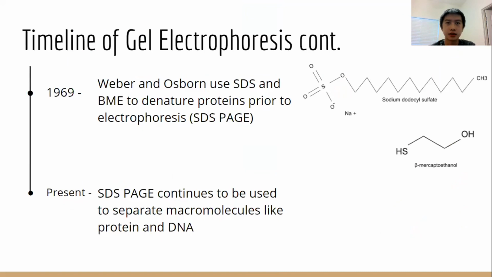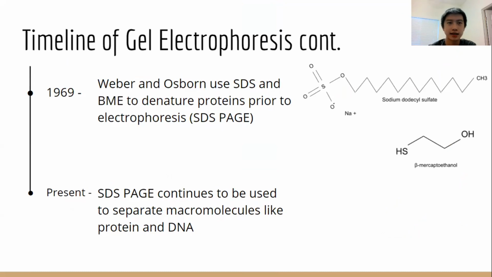And in order to deal with the varying shapes of proteins, Klaus Weber and Mary Osborn tested the use of sodium dodecyl sulfate solution, or SDS, and beta-mercaptoethanol to denature proteins prior to the electrophoresis process in 1969. Beta-mercaptoethanol, also known as 2-mercaptoethanol or BME, separates disulfide bridges between amino acids.